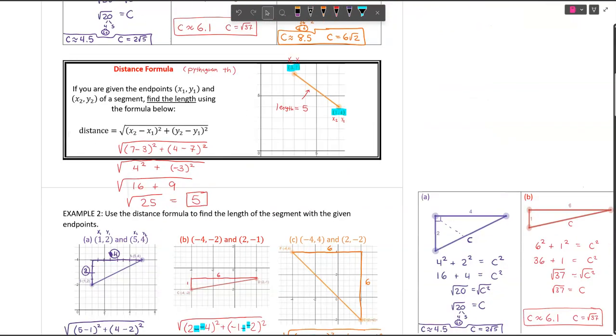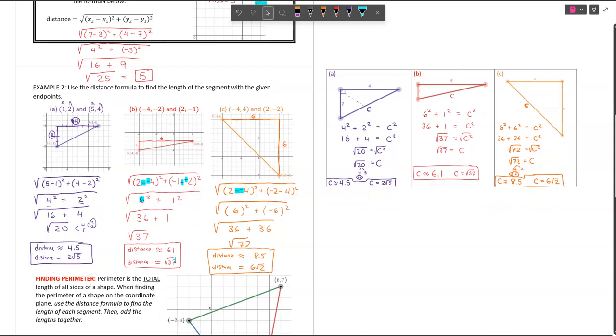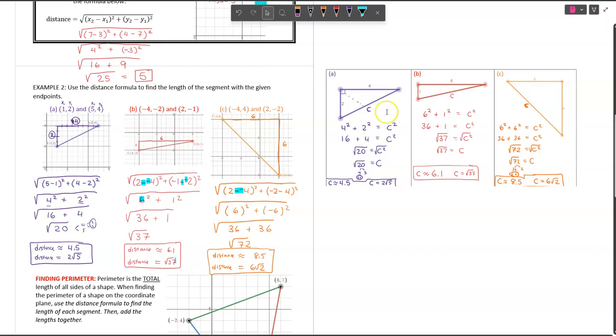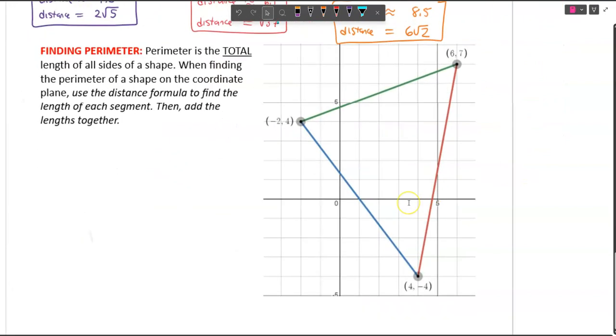So if you're one that likes to do things in a more visual approach, by all means, I will allow you to use the Pythagorean theorem. These are the same thing. So we're going to end the video with 3 more distances that we're going to practice. So here is the last piece.